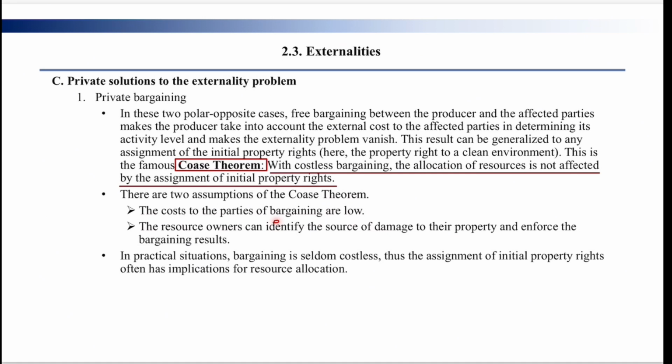So what does it mean that bargaining costs are very low? It means the money or human resources spent by the two parties to reach an agreement are very little. For example, negotiating the price and setting some laws or regulations. These processes are very smooth.